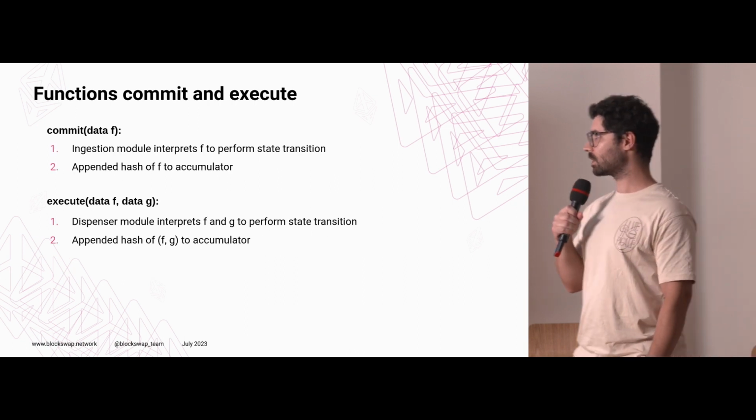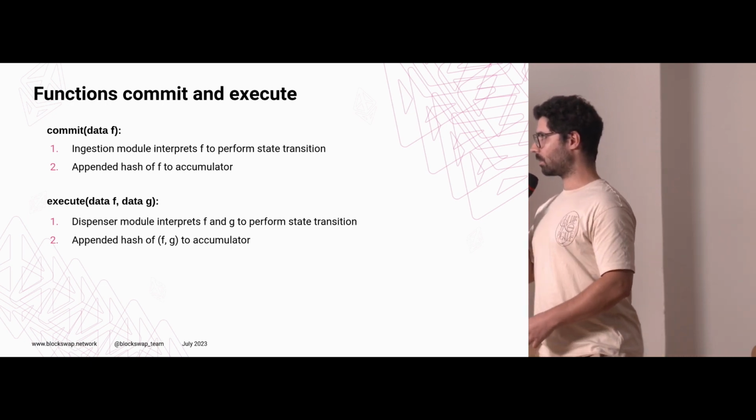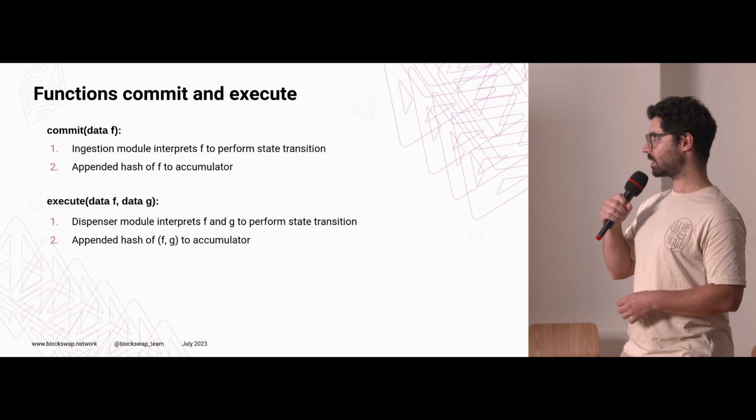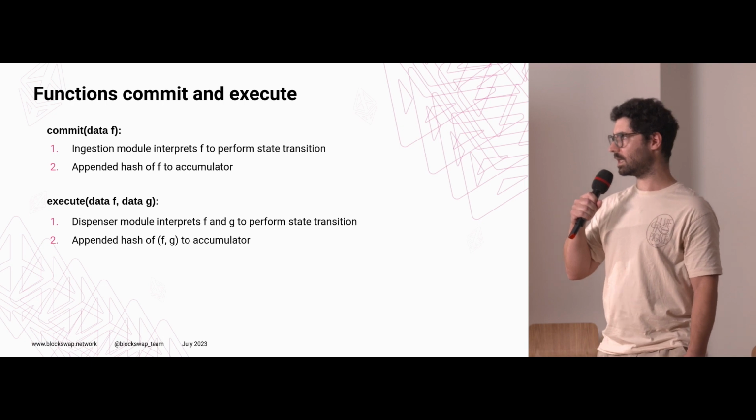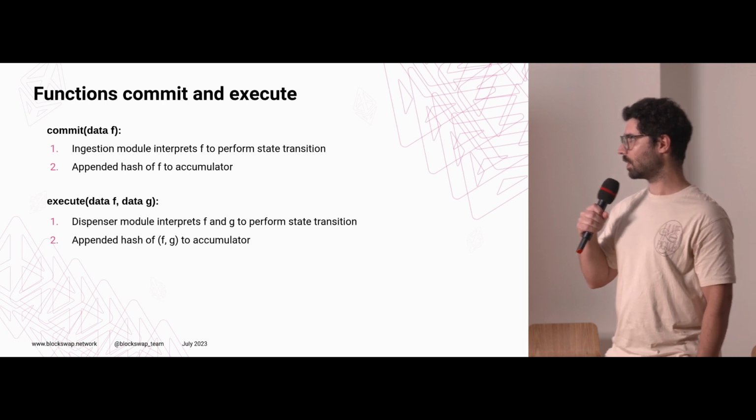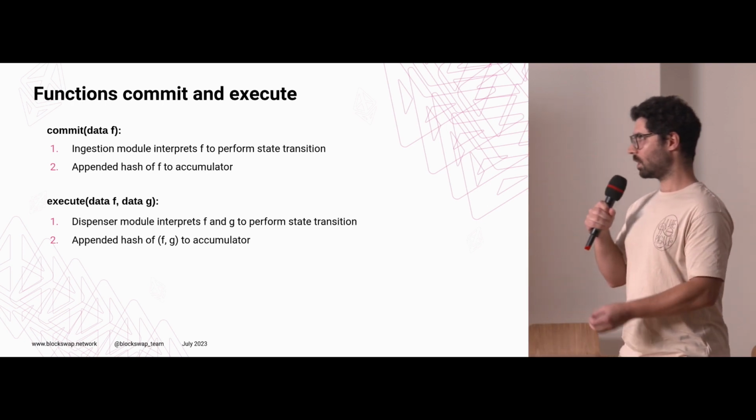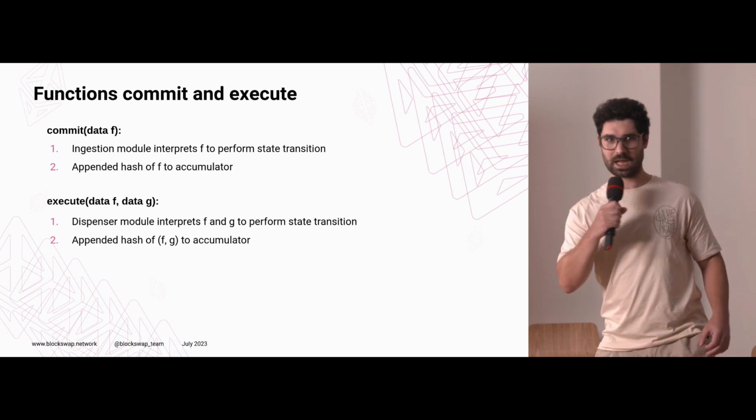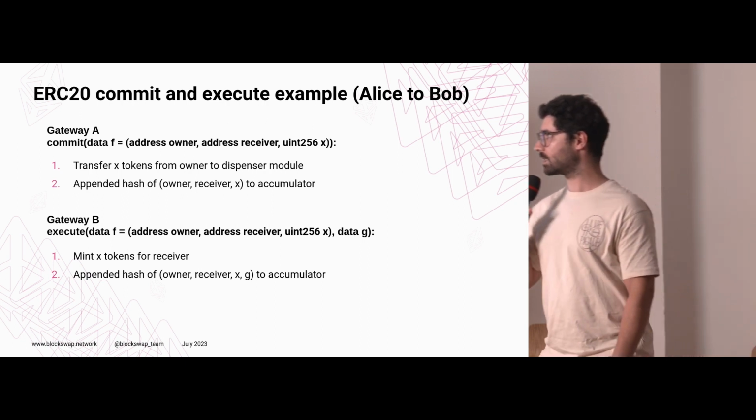So the commit function of the gateway first uses the ingester module to interpret the intent F to perform the state transition, and then afterwards appends the hash of the intent to the accumulator. And execute will take F, the committed intent, and an additional intent G, and then use the dispenser module to interpret F and G to perform the proper state transition, and then append the hash of F, G to the accumulator. So examples of this is with the ERC20 example.